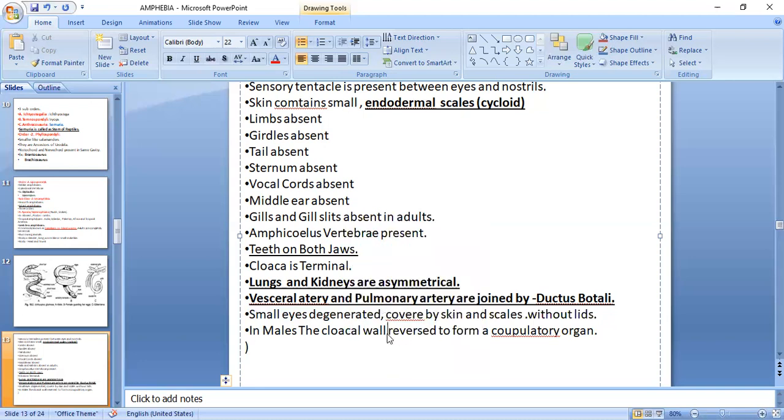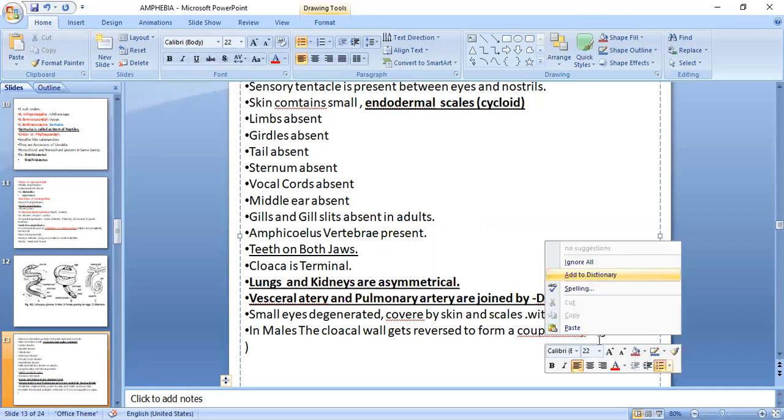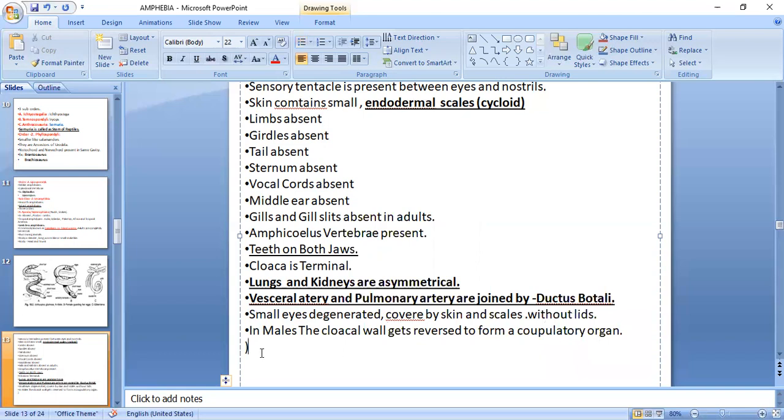So in males, the cloacal wall gets reversed to form a temporary copulatory organ. Okay, so that makes fertilization internal. Simple గా ఏంటంటే if at all the copulatory organ is present, there will be internal fertilization.